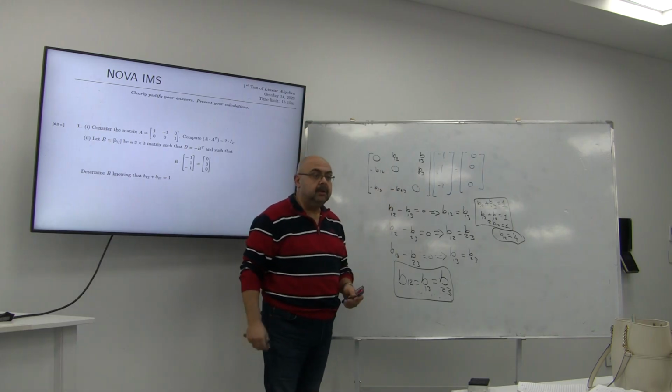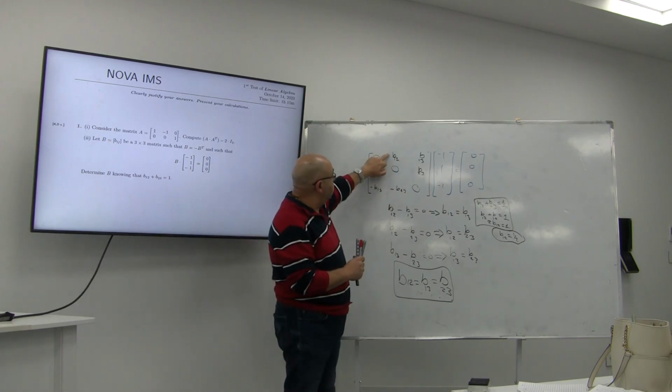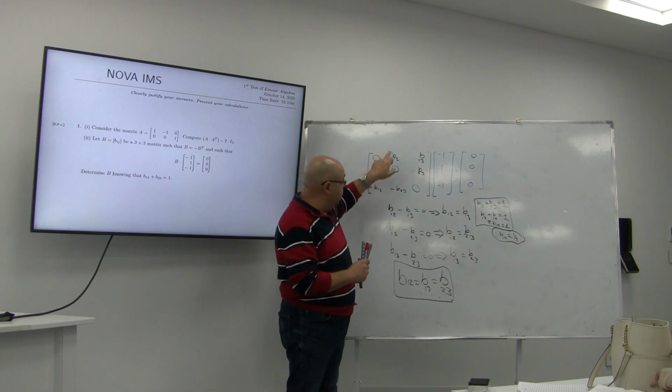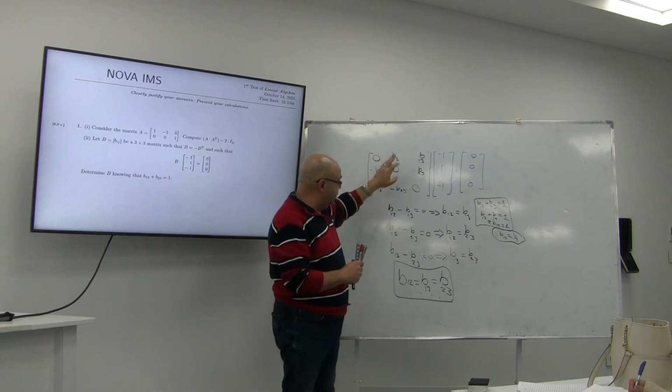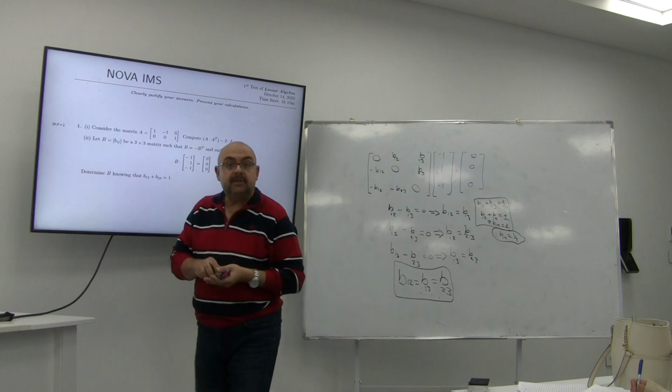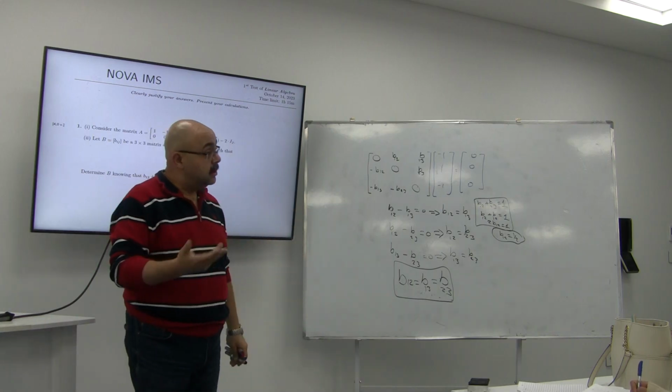That's it, everything is solved. B12 is going to be half, it's going to be negative half, and so on. Okay, it's really very simple, but takes time.